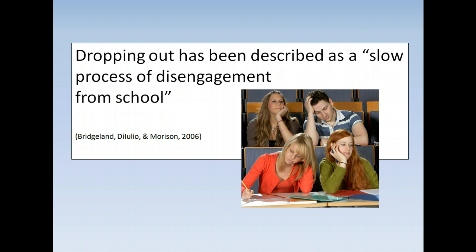There's a high correlation between a student's perception of school and their engagement and their likelihood to drop out. Dropping out has been described as a slow process of disengagement from school. Students that have a successful transition are more likely to have achievements in ninth grade and to attend regularly and not drop out of school.